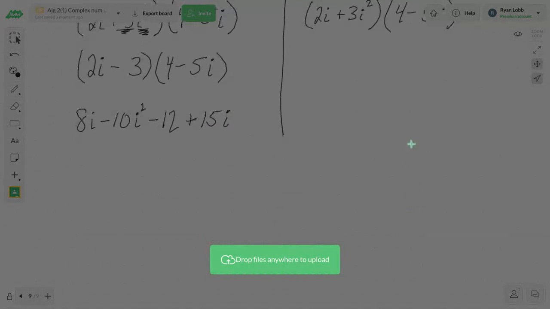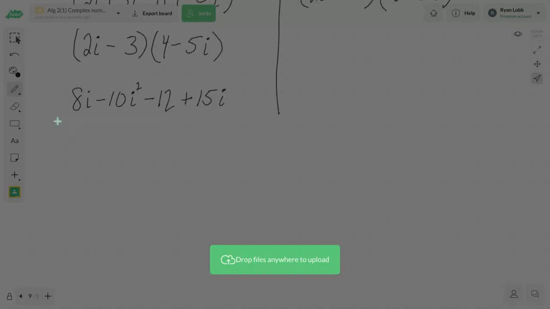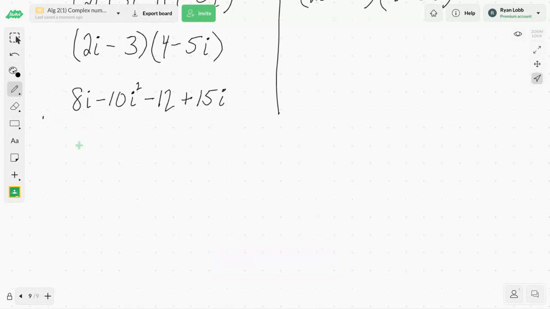So now we're there. Multiply, simplify. So what do we got? Well, here we go. 8i. These are all equal as we go down the line, equals this, equals this. Now here we go. i squared is a negative 1 times a negative 10 becomes positive 10. Minus 12 plus 15i.